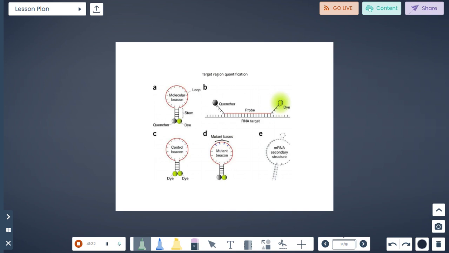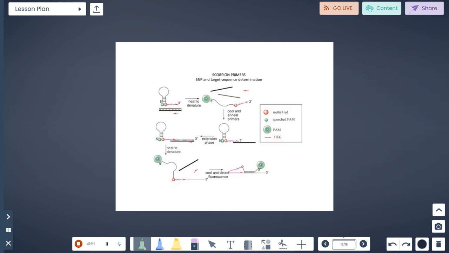This is also similar to what you have seen in the case of the MGB probe, but here you are using a molecular beacon. So this also you can use for checking the mutant region or a repeat region or whatever it is which is present in the template. So this is actually a scorpion primer. This scorpion primer is also used for identifying whether a particular DNA sequence is present in the template or not. Like that, the scorpion primers are used.